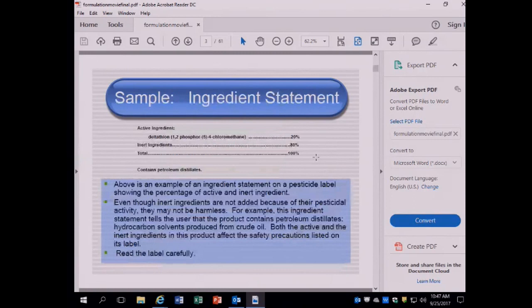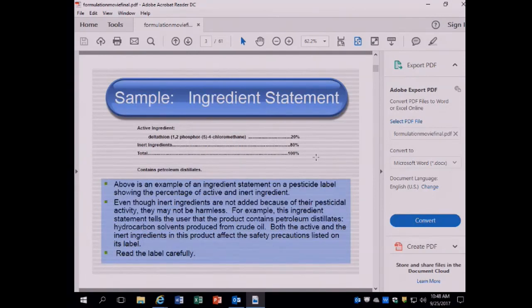This next slide is a sample ingredient statement, and it talks about a material there called diathon. I'm not sure what that one is, but it gives the chemical name as 1,2-phosphor-5,4-chloromethane. There's 20% of that in a given volume, and 80% of it is inert ingredient or carrier.